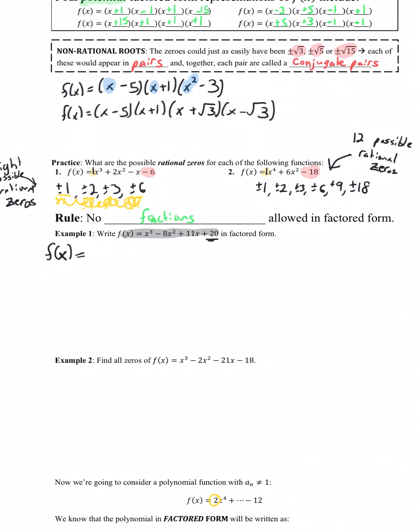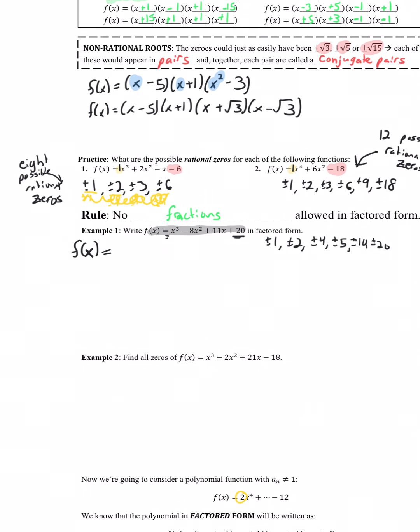So it's a positive 20 there and a positive 1 here. So I'm going to list them: 1, 2, 4, 5, 10, 20, because 1 and 20, 2 and 10, 4 and 5. So there's 12 possible zeros.